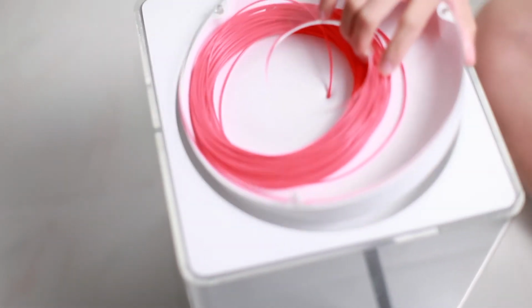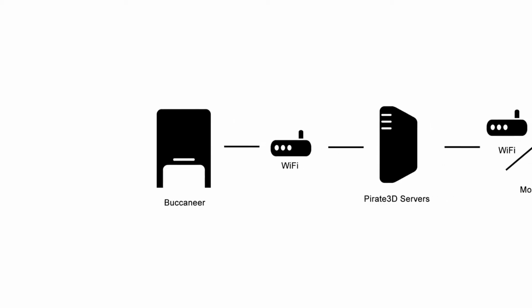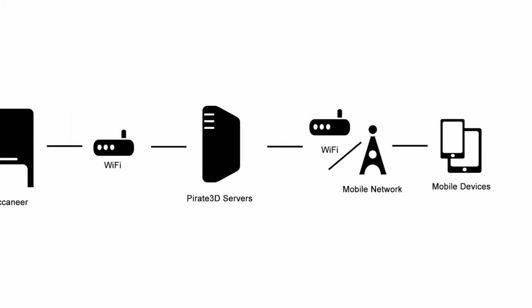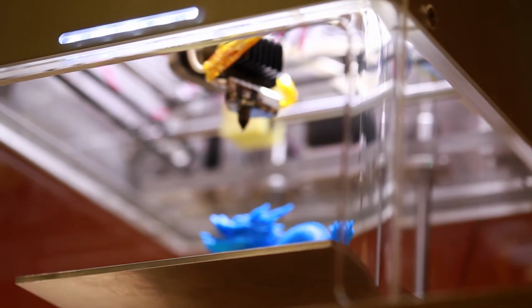You take the materials cartridge, slot it into the top, turn the printer on, and you're ready. Your printer will connect wirelessly to our library via your Apple or Android device. Just choose whatever you like to print, press print, and watch it go.